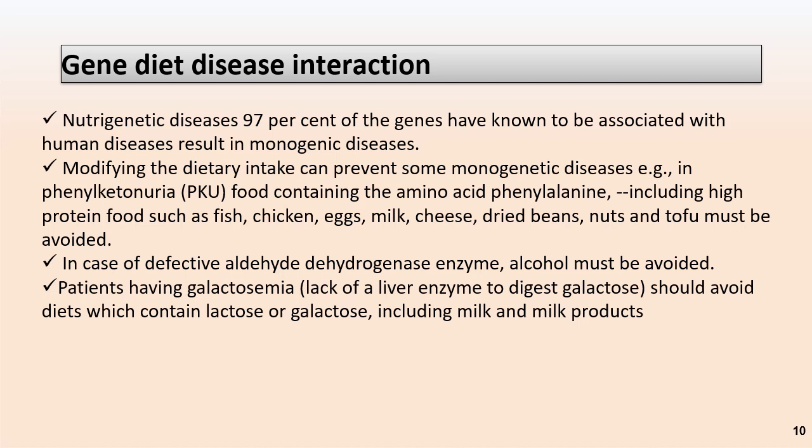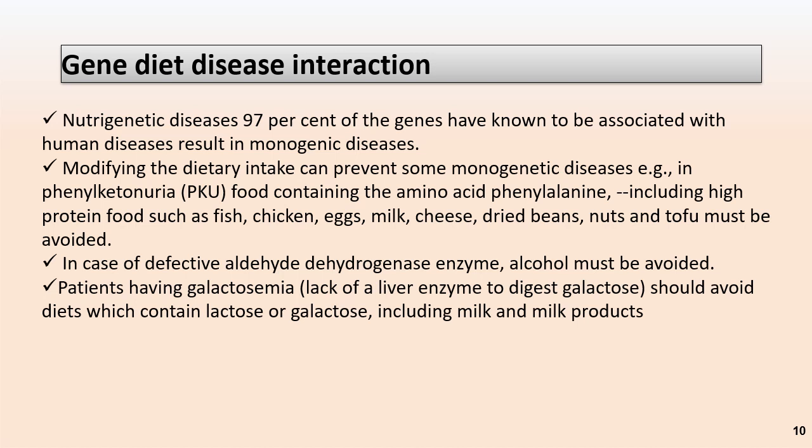Next is gene disease interaction. Nutrigenetic disease: 97% of the genes known to be associated with human disease result in monogenetic disease. Modifying the dietary intake can prevent some monogenetic disease. Example, phenylketonuria: food containing the amino acid phenylalanine, including high protein foods such as fish, chicken, egg, milk, cheese, and dried beans, can be avoided to prevent the disease.